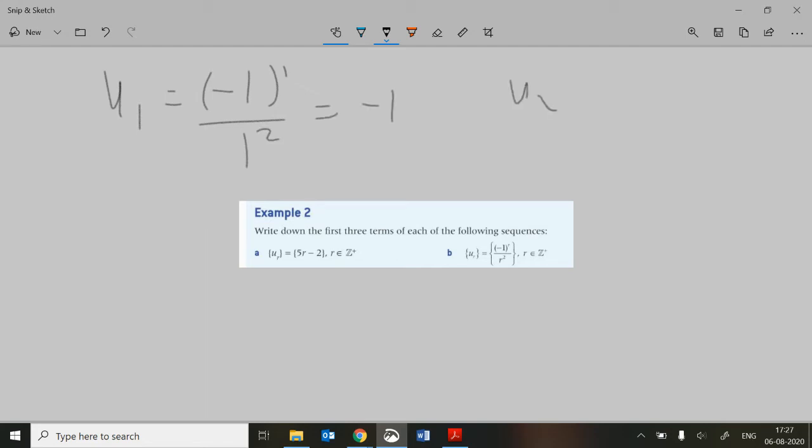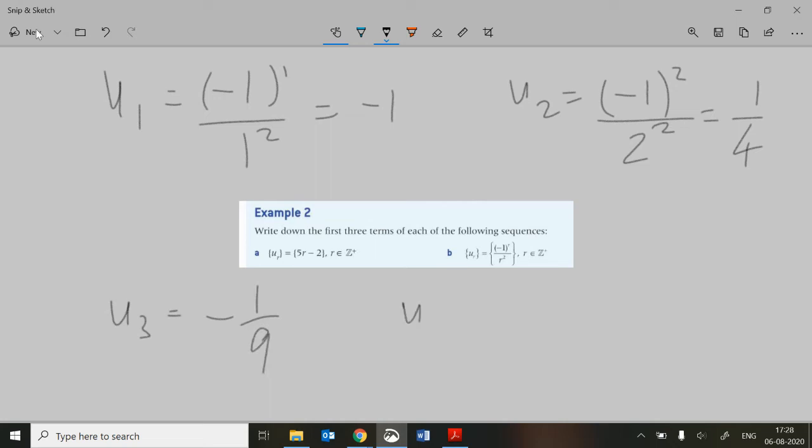Right, so u2 is equal to minus 1 squared, which is going to give us positive 1. And if we put 2 in on the bottom, we'll get 4 as well. So we're going to get 1/4. Now you might be able to see what's going to happen with these ones. When you do minus 1 cubed, that will take you back to negative 1. You have minus a 9th, u4 will be plus a 16th, and you can check with your calculator if you want.